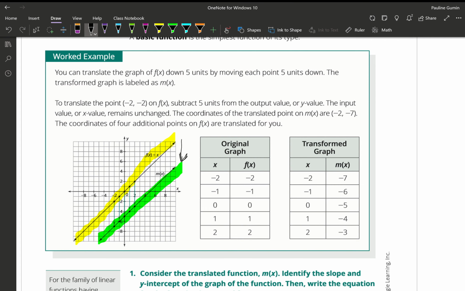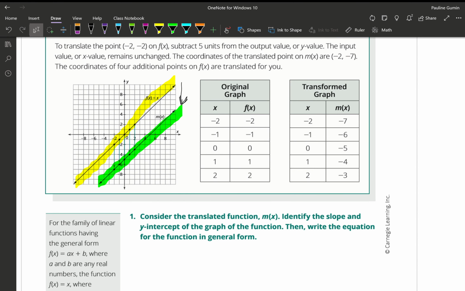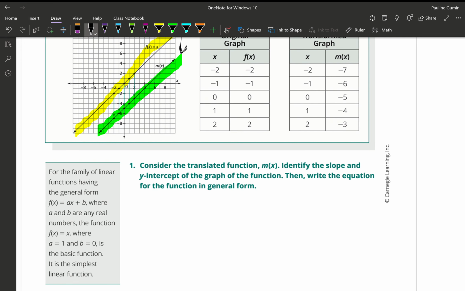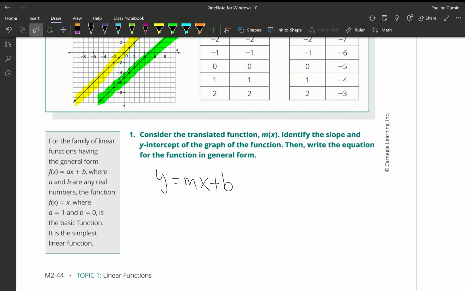All right. So number 1 asks us to consider the translated function. So that's our m of x. That's our green one. Identify the slope, y-intercept of the function, and then write the equation for the function in general form. All right. Now the general form, you probably remember it back in middle school, as y equals mx plus b. Now, instead of y these days, we now use function notation, so it's f of x equals. Now, reminding ourselves, m is our average rate of change, so that's our slope. And b is our y-intercept.